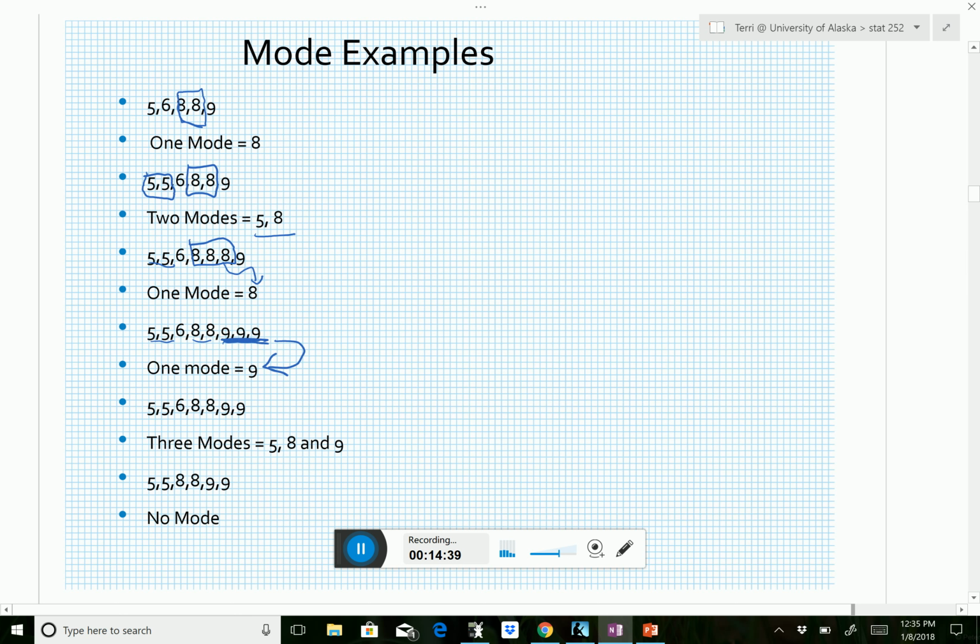Now, 5 occurs twice, 8 occurs twice, but 9 occurs 3 times. Again, one mode, 9. So looking at this one, this is very similar to the example that I did on the previous page. The 5s, the 8s, and the 9s all occur twice. The 6 only occurs once. So we have 3 modes, 5, 8, and 9. But if we take that 6 out and have 2 5s, 2 8s, and 2 9s, we have no mode.